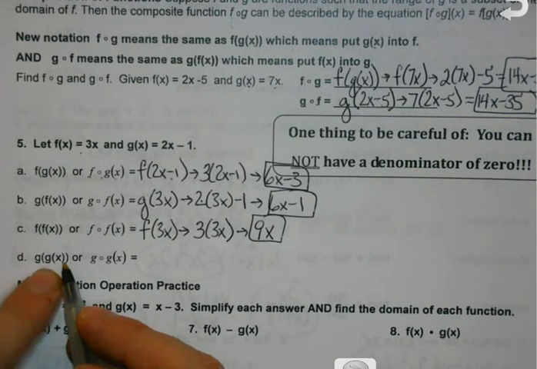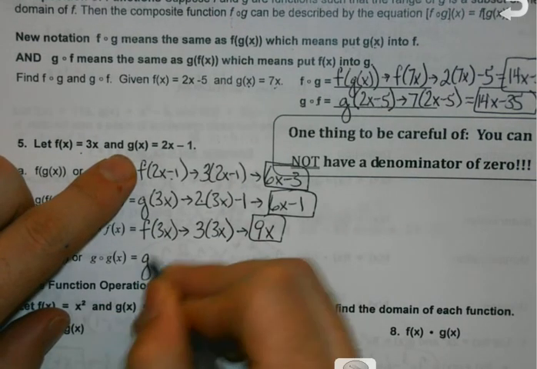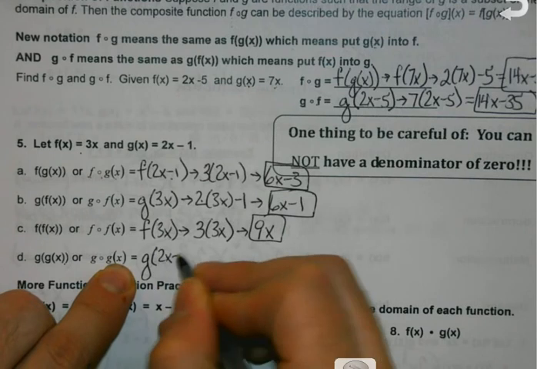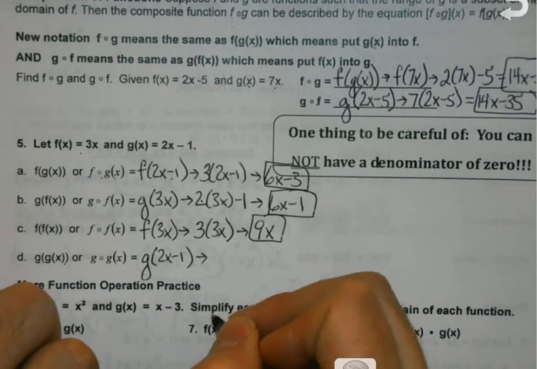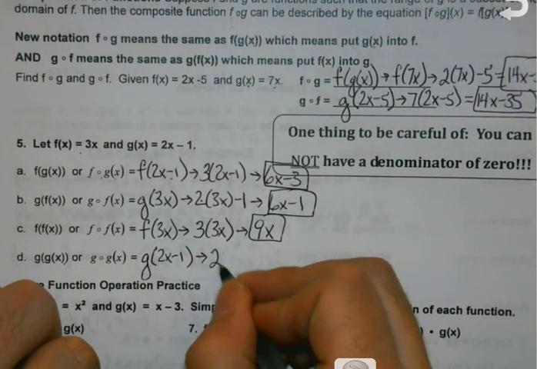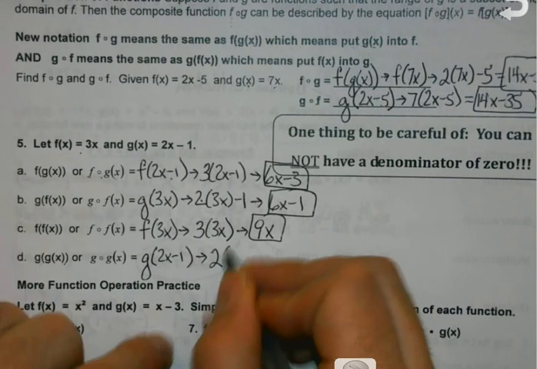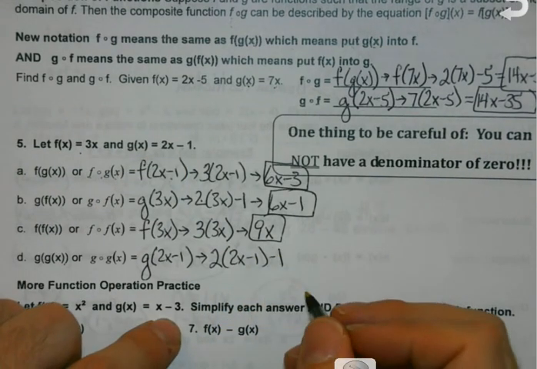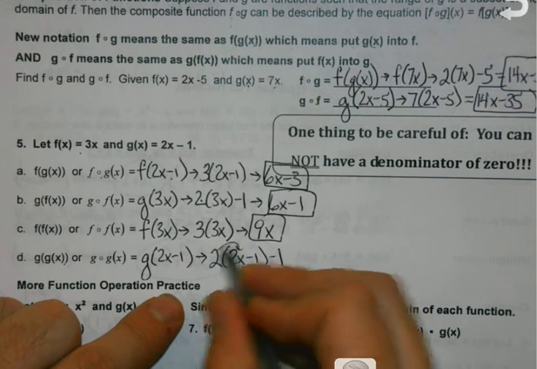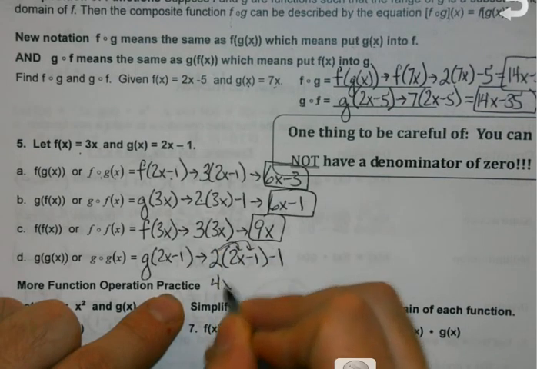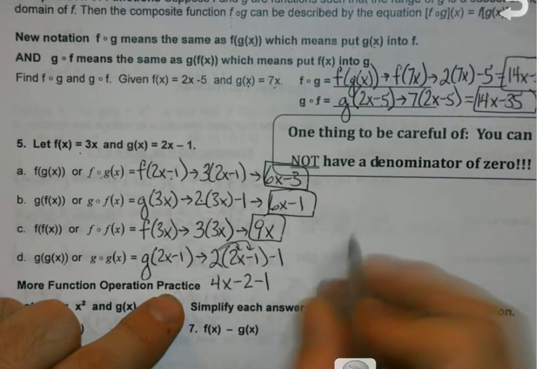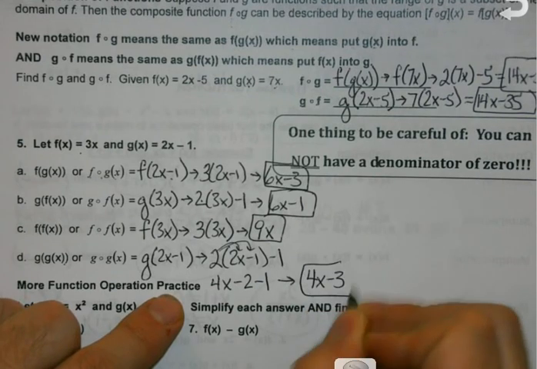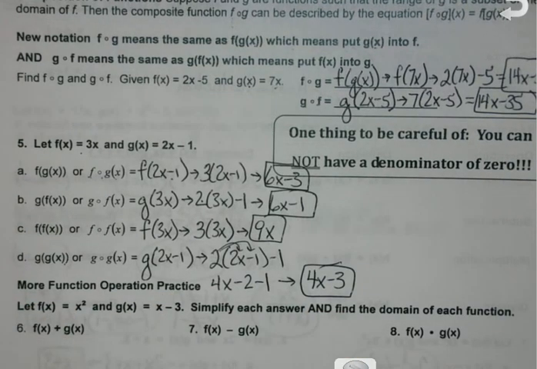G of x, same thing. What's g of x to plug in? 2x minus 1. So I take my g of x, and when I get to x, I plug in what's in the parentheses, and then simplify what's left with it.